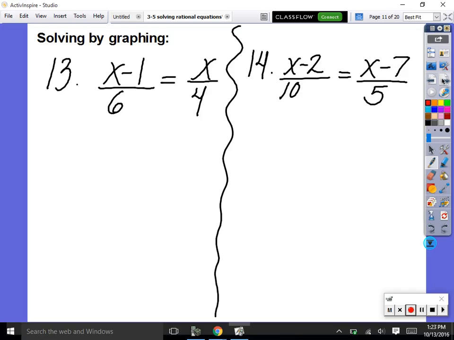So guys, think about it. What is this saying? When does this function equal this function? So can't we just graph this function in y1, graph this function in y2, and see when they're equal? Which would be where they intersect, correct? So let's do that.